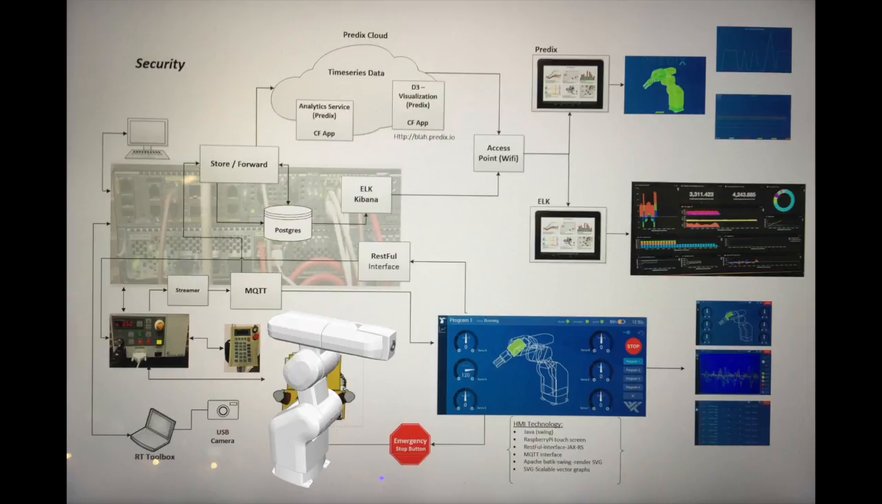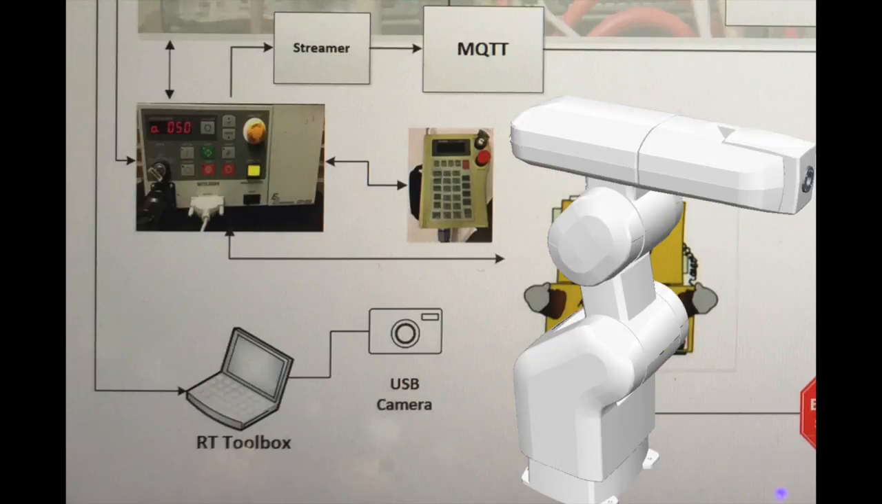So here we have the overall architectural diagram of the Predix Minds and Machines demo. The core of the infrastructure was an MQTT message hub. MQTT is a lightweight messaging system that allows us to cross-compile the client so that we can use the client on both microcontrollers as well as x86 platforms.